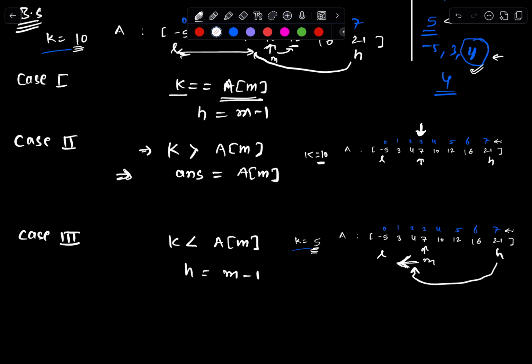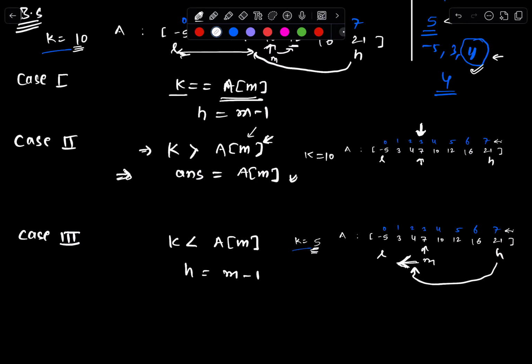Okay, why is this the answer? Because if k is greater than this element, then this element could be the answer. Could be, not always, could be the answer. I'll tell you why, because let me take one more example with you. Let's take this value as 16. First tell me, is this understandable for you? Why is this the answer?